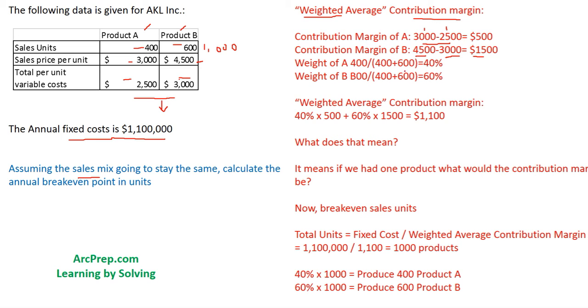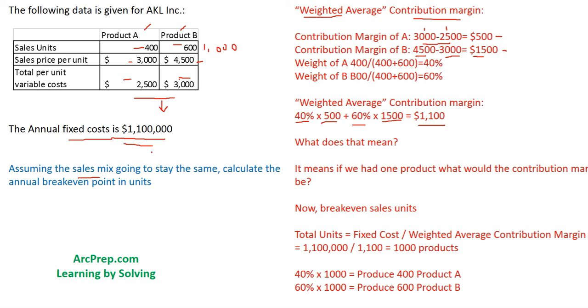Now, the weighted average contribution margin basically says, okay, 40% of my sales is going to have a contribution margin of 500 right here, and 60% will have a contribution margin of 1,500, and my weighted average contribution margin, quote unquote, is $1,100. What that means is, now we could easily have one product with a contribution margin of $1,100 and then look at these fixed costs and calculate what the break-even units is.